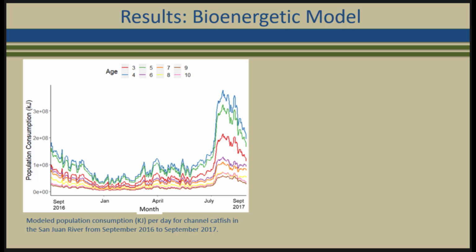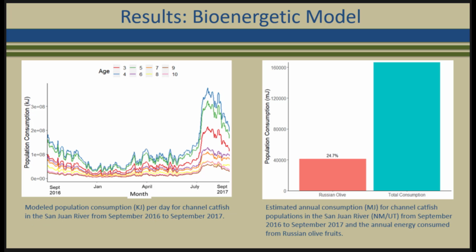So we used that during our sampling period from 2016 to 2017 to estimate the total consumption of all catfish that were age 3 or greater. We don't have good population estimates for fish that are less than 300 millimeters in the system, and so we only estimated this for fish that were age 3 up. And we used our population estimates with our consumption estimates to get the whole population estimate.